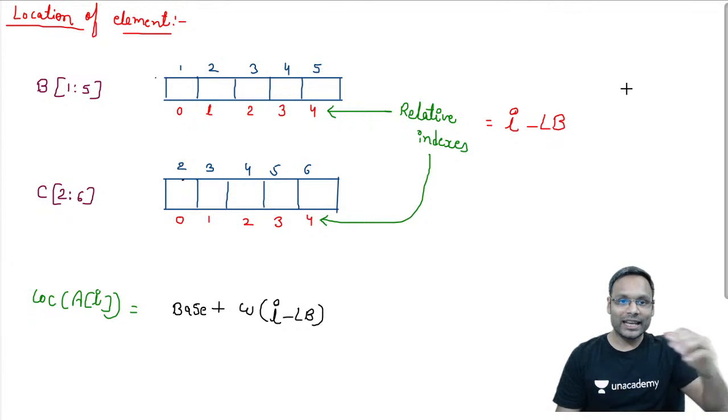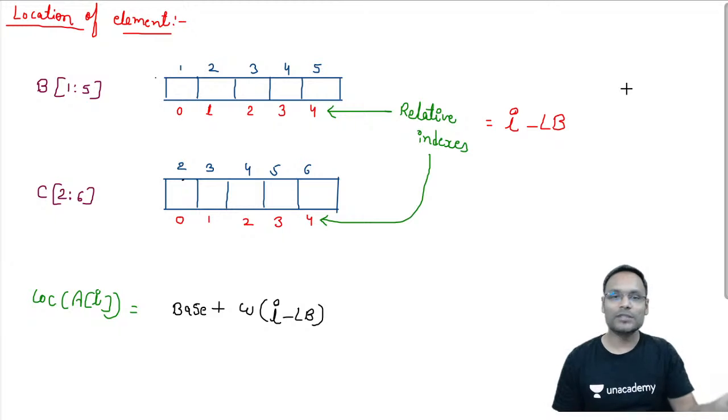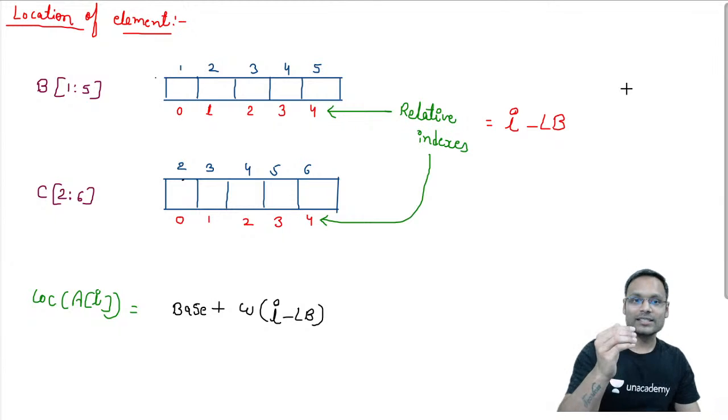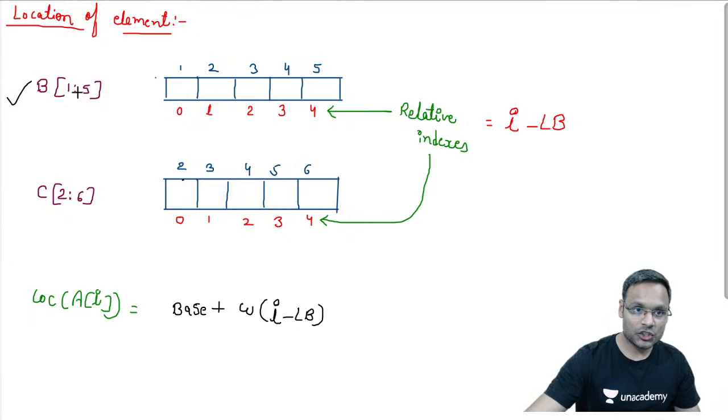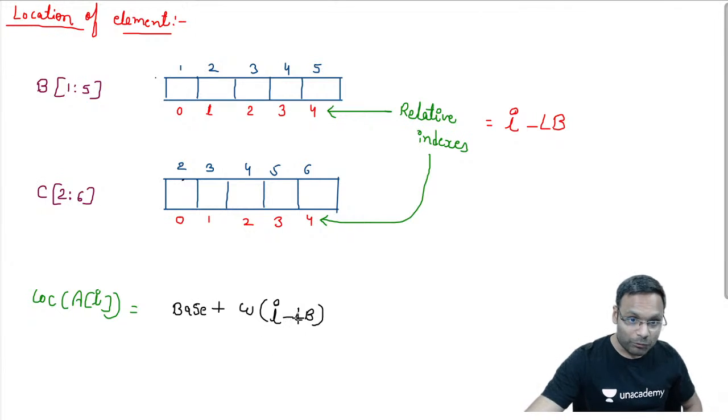Look at this. If you are writing A of 6, A of 3, A of 2, A of something, right? If you are writing, let's say, A of 3 in this array which is having starting index 1, or in this array which is having starting index 2, in these arrays I will have to perform this subtraction to get the relative index.